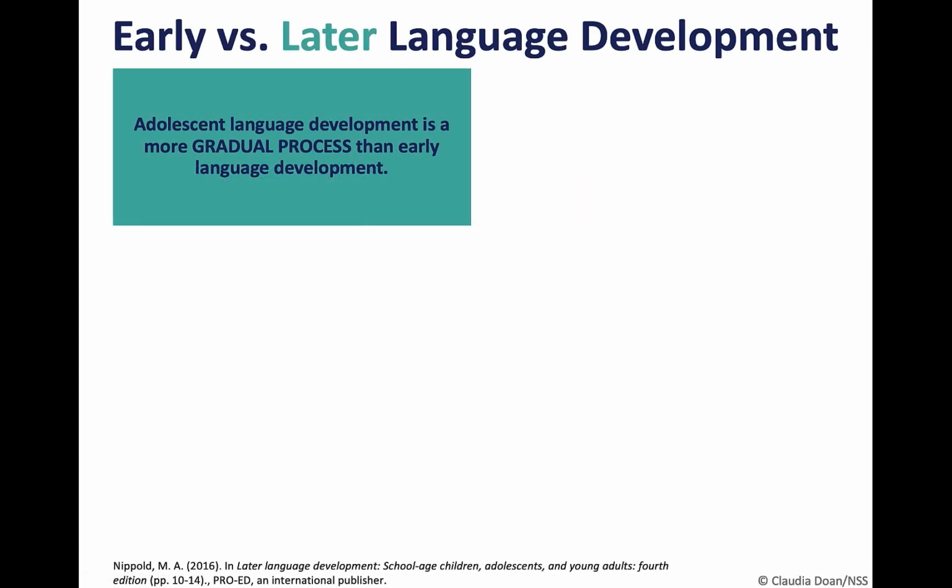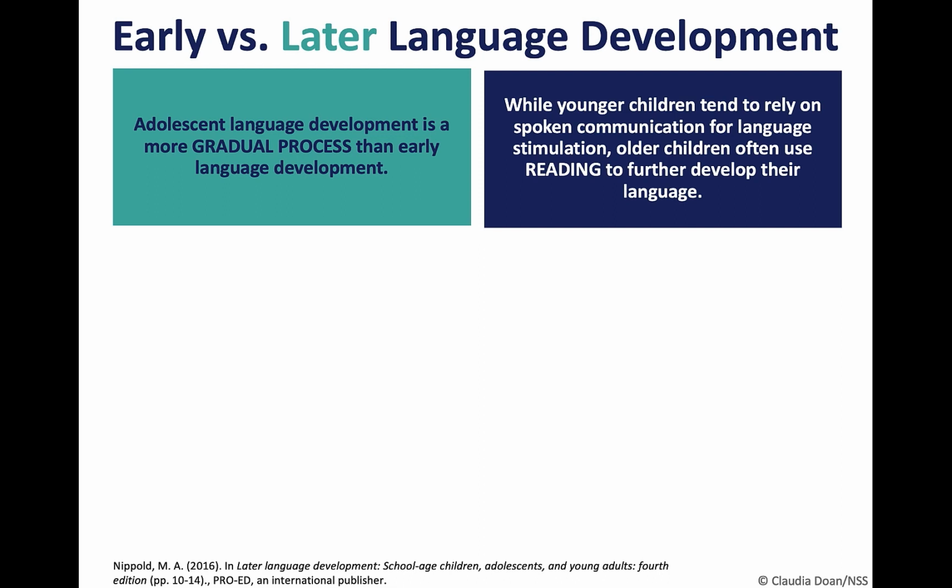Adolescent language development is a more gradual process than early language development. This probably doesn't come as a surprise to you because so much changes so rapidly during those early years. But even though the process is more gradual, it's still filled with milestones that are quite important. While younger children tend to rely on spoken communication for language stimulation, older children often use reading to further develop their language. And I think that's really important to be cognizant of as we work with older kids because there is a big shift there. And we want to be sure to use literature and texts as we work on language goals with them.